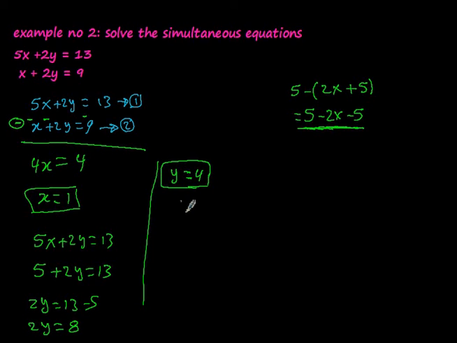And now let's find out the value of x. From equation number 2, I know that x plus 2y equals 9. So here we have 5.